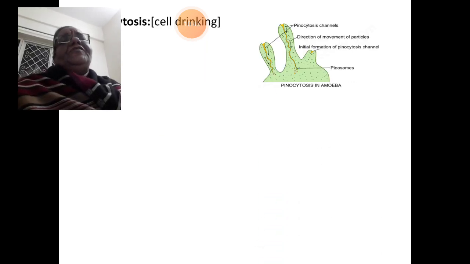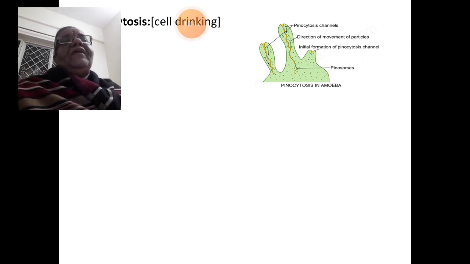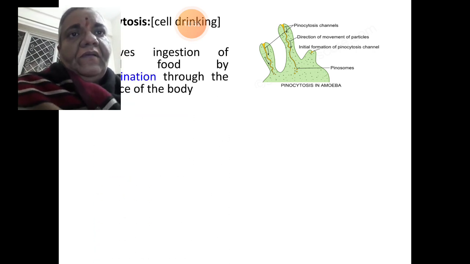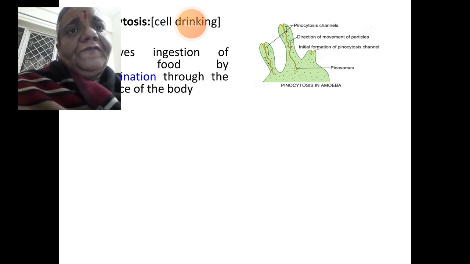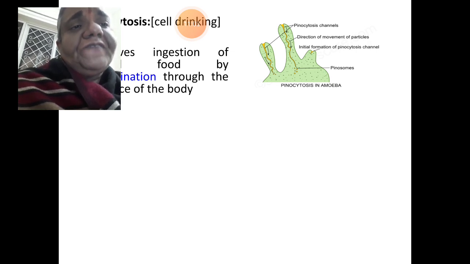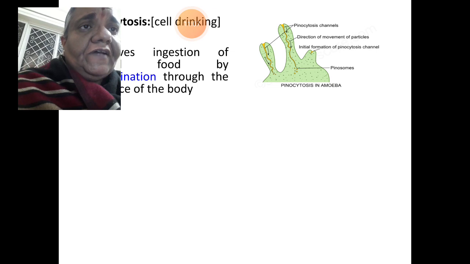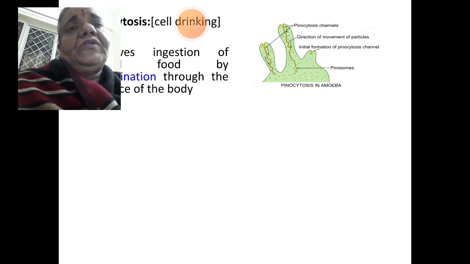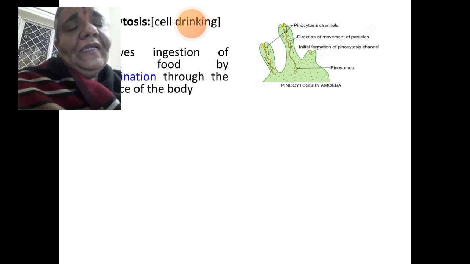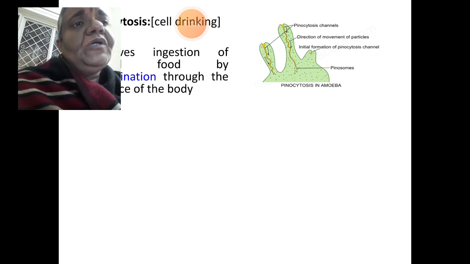Then I have to talk about pinocytosis, that is cell drinking, in amoeba. See what happens here is there is ingestion of food through the general body surface. You can see the structure of an amoeba, and there pinocytosis channels are formed. Pinocytosis means cell drinking, phagocytosis means cell eating. So here sometimes the food particles are taken in through the process of pinocytosis.